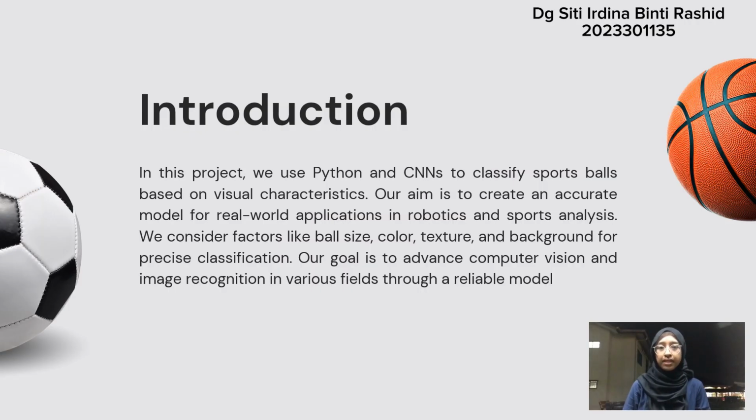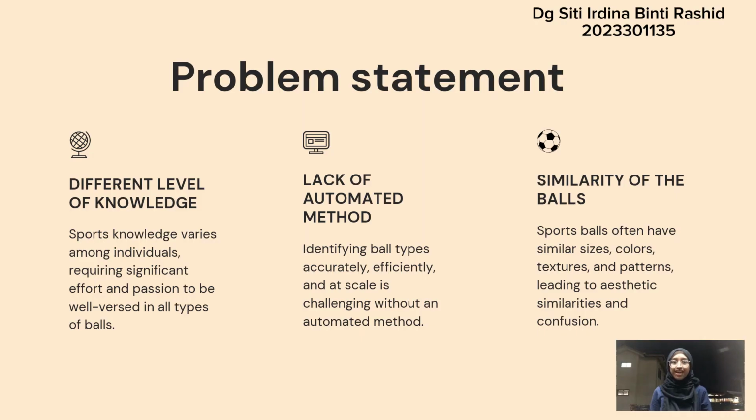In this project, we use Python and CNN to classify sport balls based on visual characteristics. Our aim is to create an accurate model for real-world application in robotics and sport analysis. Next, problem statement. First, different level of knowledge.